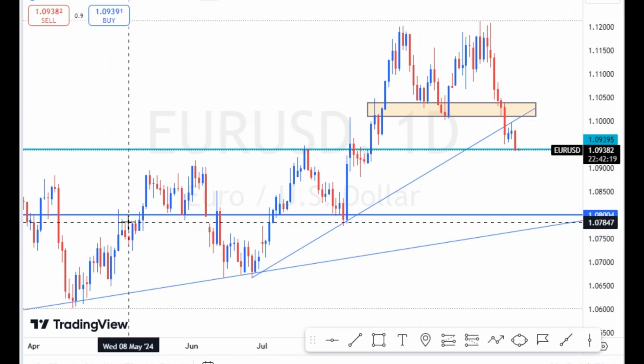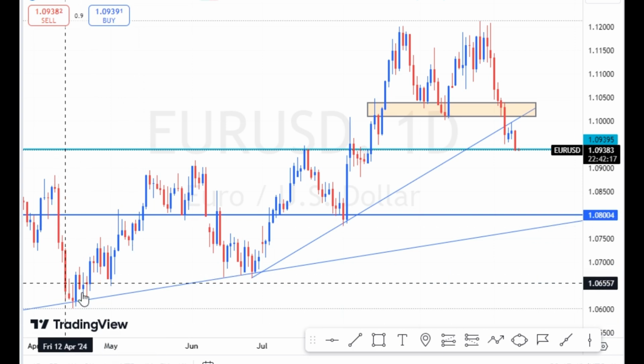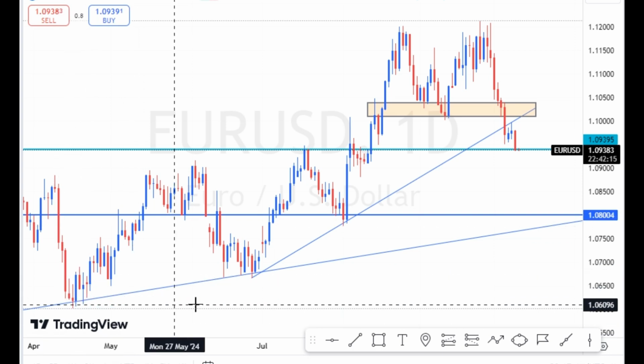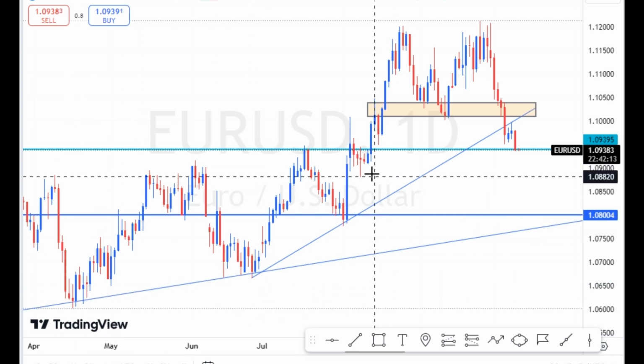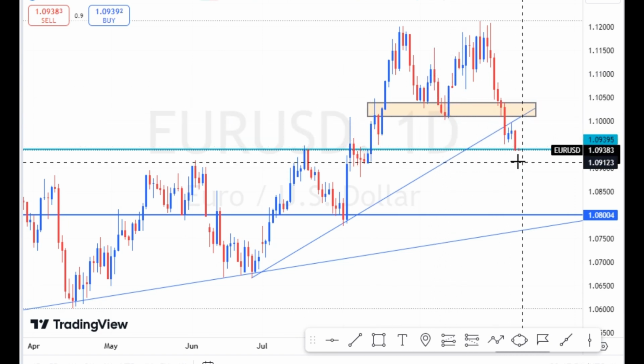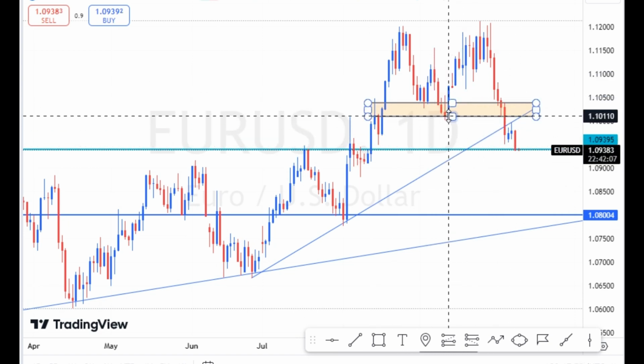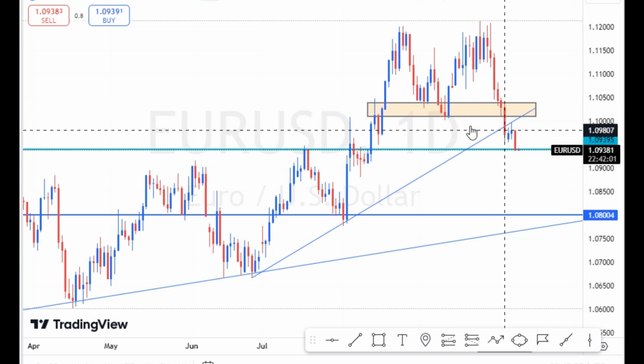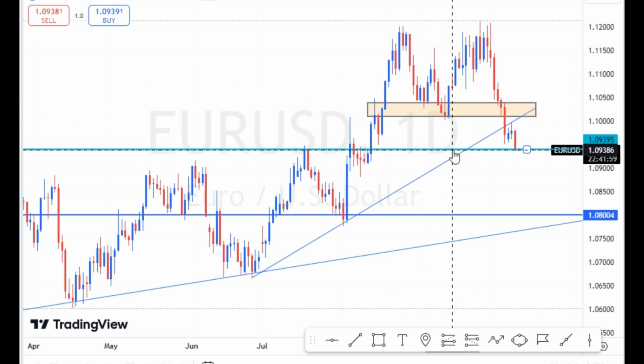Uptrend, where we have a series of higher lows: a lower low here, higher low, higher low, higher low, higher low. You can see that price has closed below a higher low, which is this level. So long as price has closed below this higher low with this candlestick, this shows that the structure of Euro USD has now turned toward downtrend.